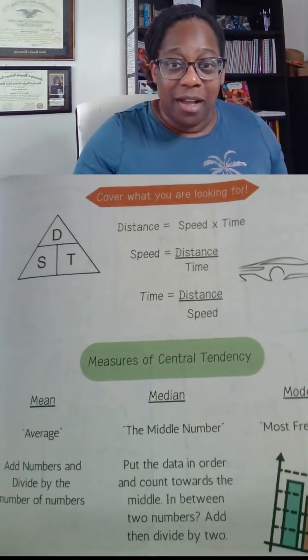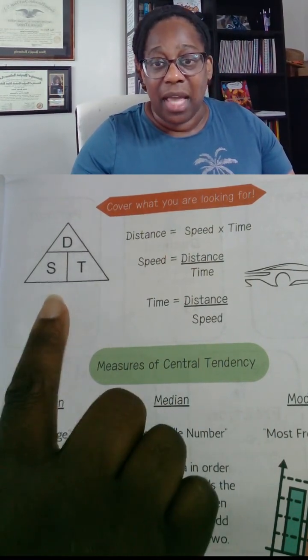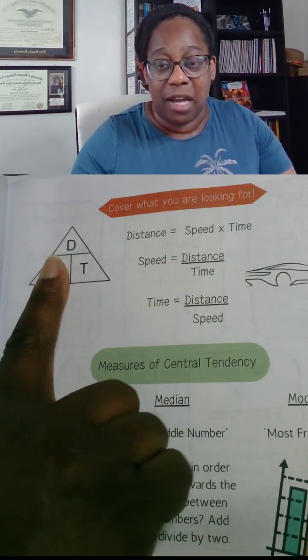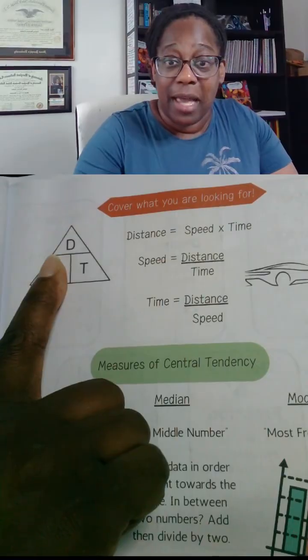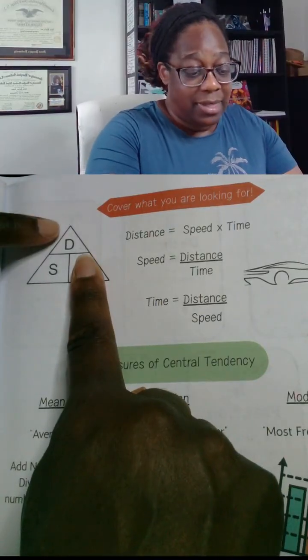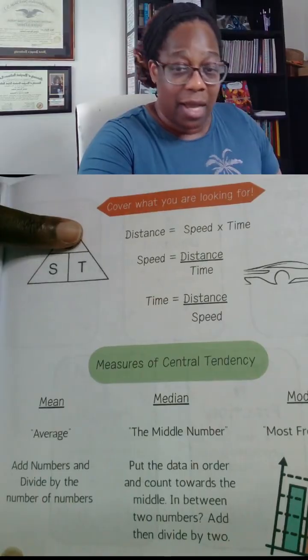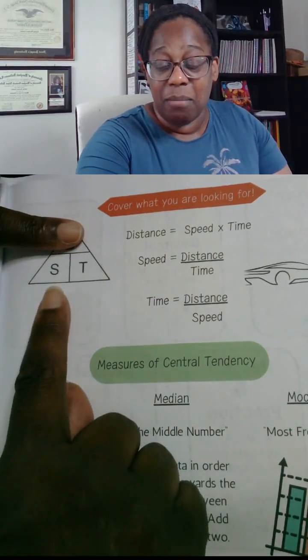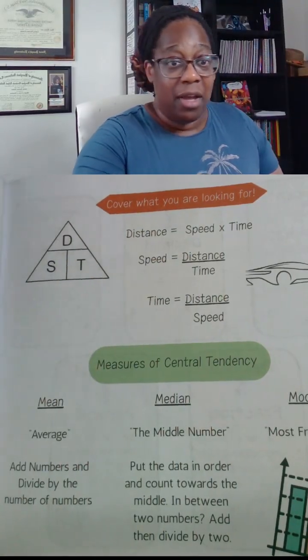Then, also, remember this whole thing, the distance, speed, and time? If I'm trying to find speed, I just cover up the S, and then I notice it's distance divided by time. If I want the time, I cover up the T. Now it's distance divided by speed. And if I want distance, boom, cover up the D. Now I just have to multiply my speed and my time. All right? All of this.